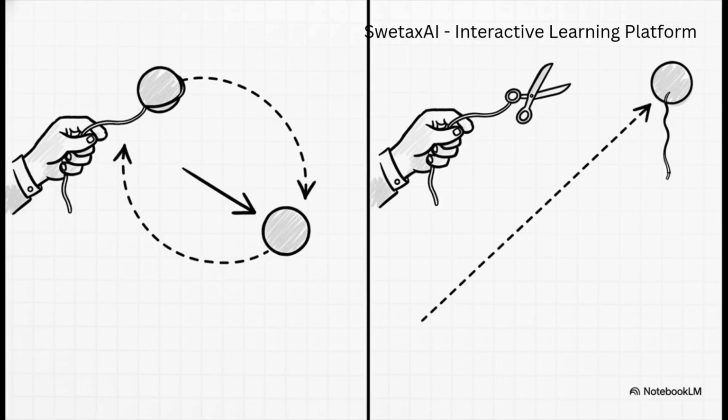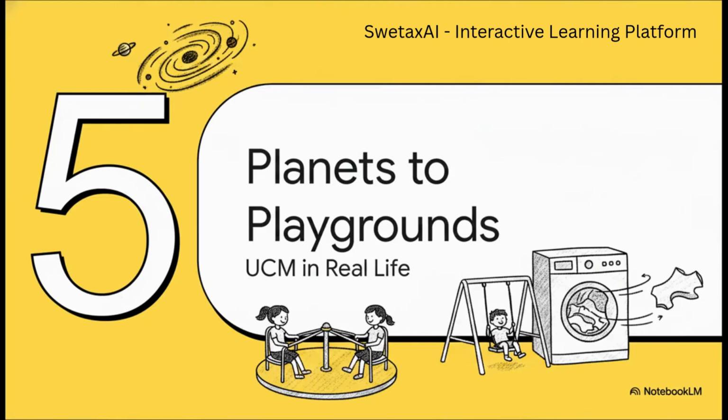And if you suddenly cut that string, what would happen? The ball wouldn't fly straight out from the center. Nope. It would shoot off in a perfectly straight line, tangent to the circle, in whatever direction it was going at that exact moment. All right, now for the really cool part. Let's zoom out and see how this one simple idea isn't just for amusement park rides. It is absolutely everywhere, running the show from the giant cosmos all the way down to your laundry room.